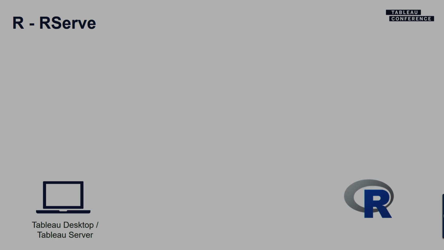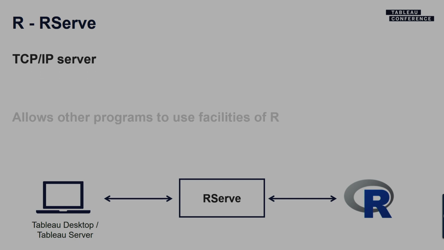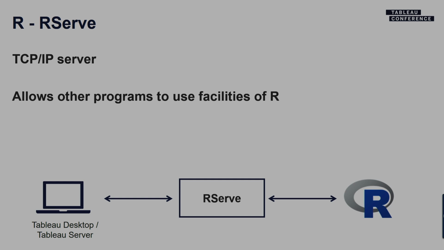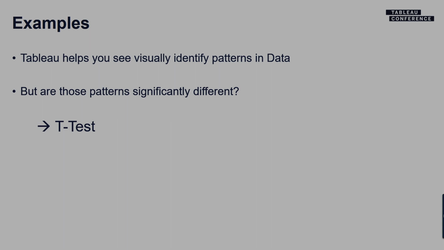If we want to connect Tableau to R, we bring in that external service, which in this case is Rserve. It's nothing more than a TCP/IP server that allows other programs to leverage the calculations that we can run in R. Now, one of those examples, as we already said we were going to show you a few examples live as well, is that Tableau helps us see visual patterns in data. But we also want to calculate whether or not those patterns are significantly different. Now, just a basic test, the absolute basic of statistics, could allow us to answer that question, which would be a t-test. I think that will be a perfect opportunity to have Eric show you that live.